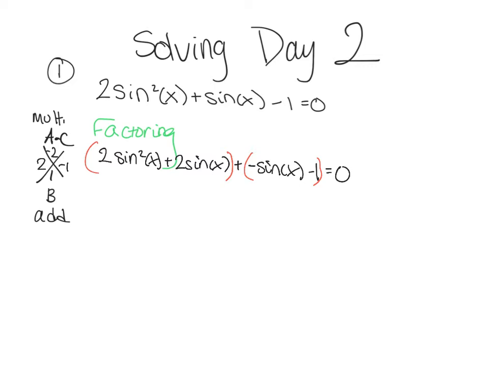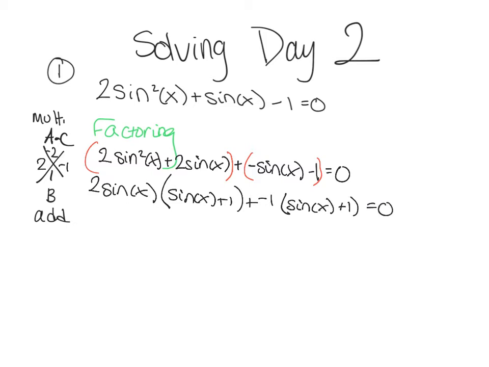So let's see, this will be 2 sine of x times sine of x plus 1 plus, and then if we need to see, hey, what can I factor out of my other factor to make it look like my previous one, I'm going to factor out a -1. So we get sine of x plus 1 is equal to 0. And I know I've done this correctly because in my parentheses I have sine of x plus 1 both times.